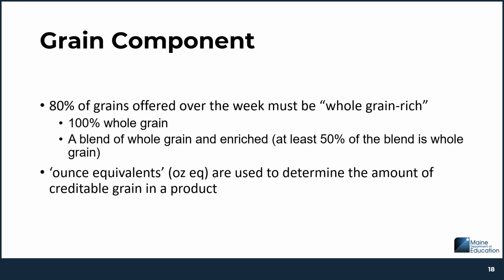In the National School Lunch Program, at least 80% of the grains offered over the course of the school week must be whole grain rich. A product that is whole grain rich is either made from 100% whole grain, or it's a blend of grain ingredients where the whole grain ingredients are at least half of all grain ingredients in the product. We measure grains in what's called ounce equivalents. You will need to understand the difference between ounce equivalents and ounces when menu planning. This topic is covered in the training on crediting meal components.